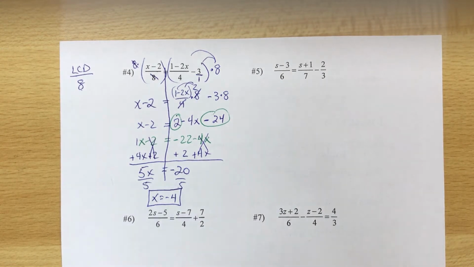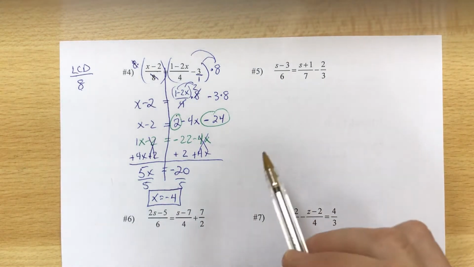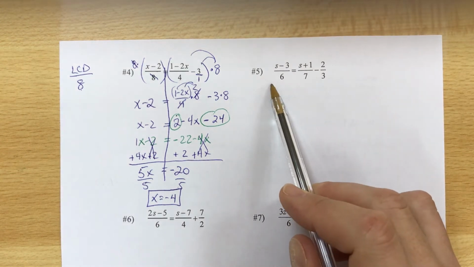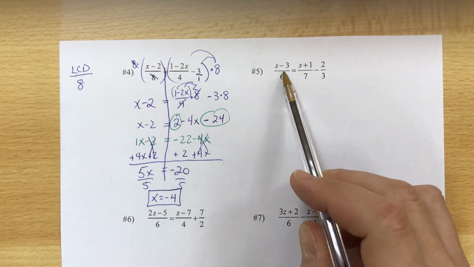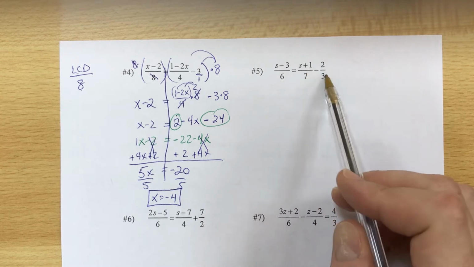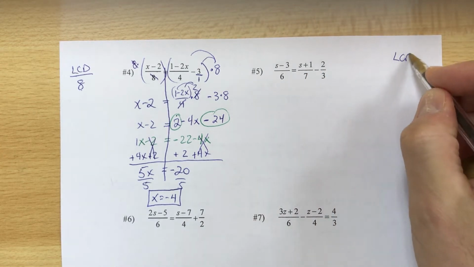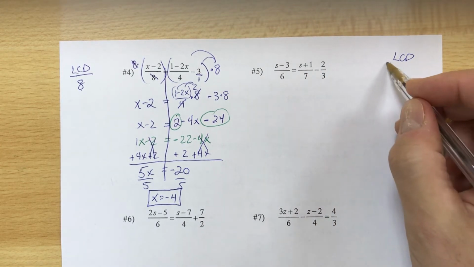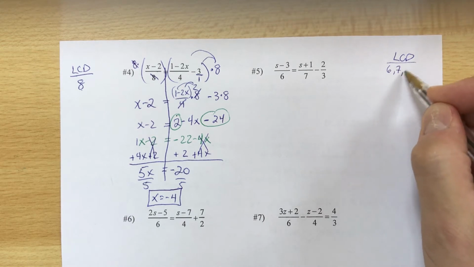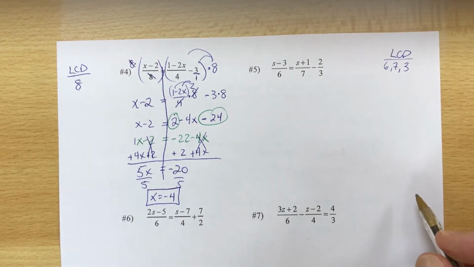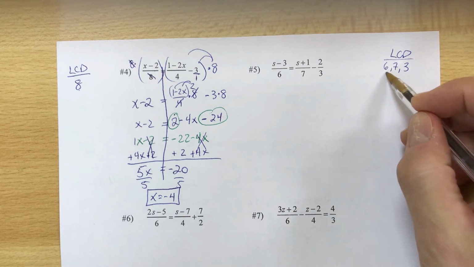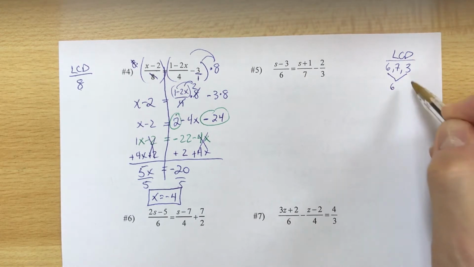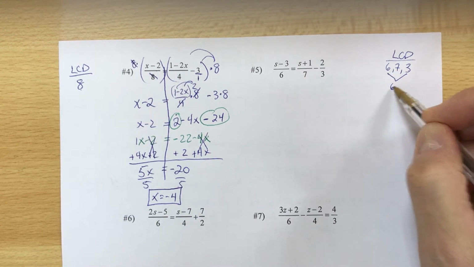Okay, we're back for part 2, and I'm going to do this a little differently here for number 5. So our denominators are 6, 7, and 3. Okay, so what's a number that all of these go into? Well, if I look at 3 and 6, that would just be 6. Both of these divide into 6.